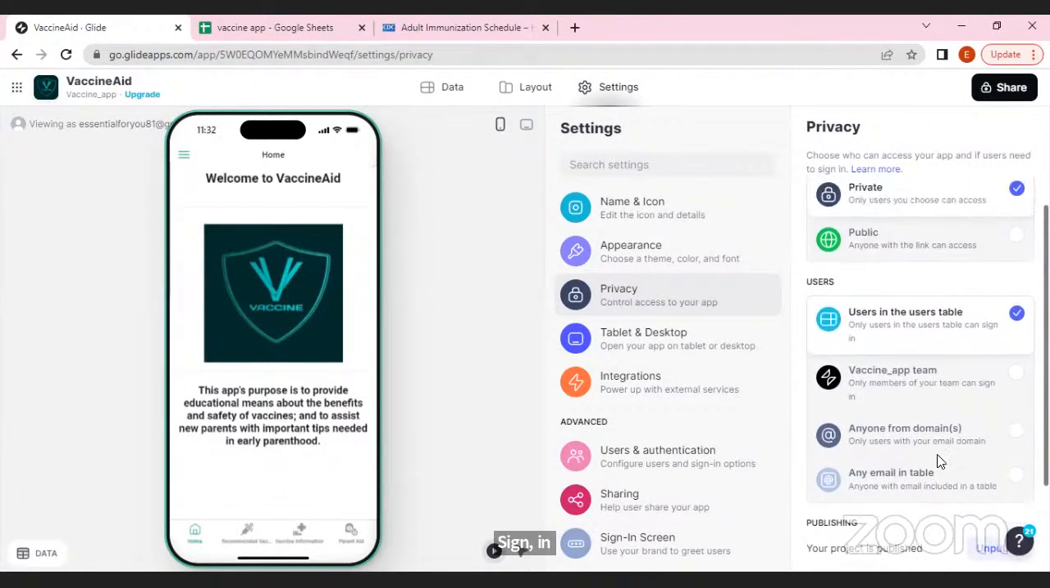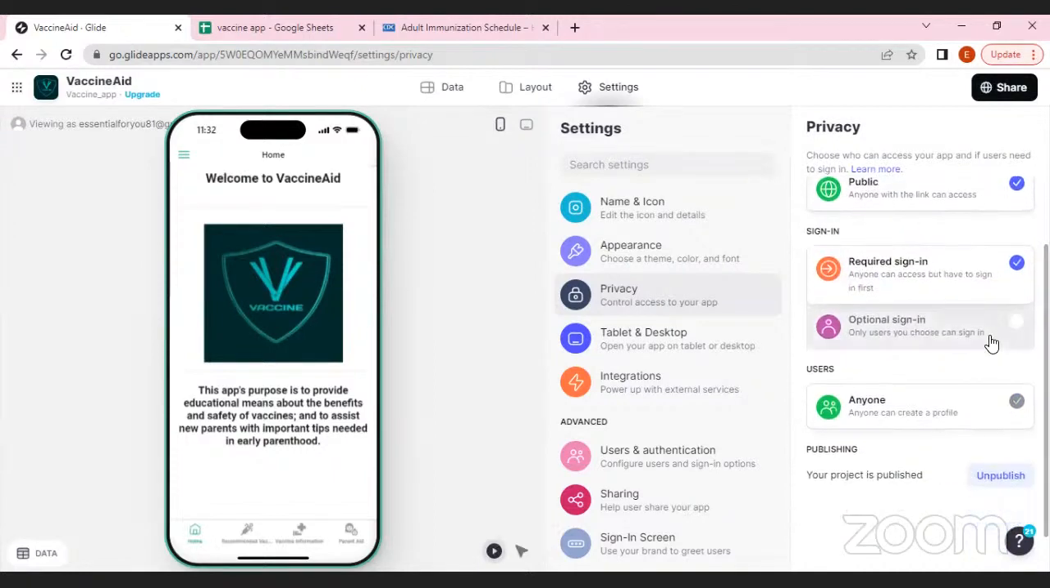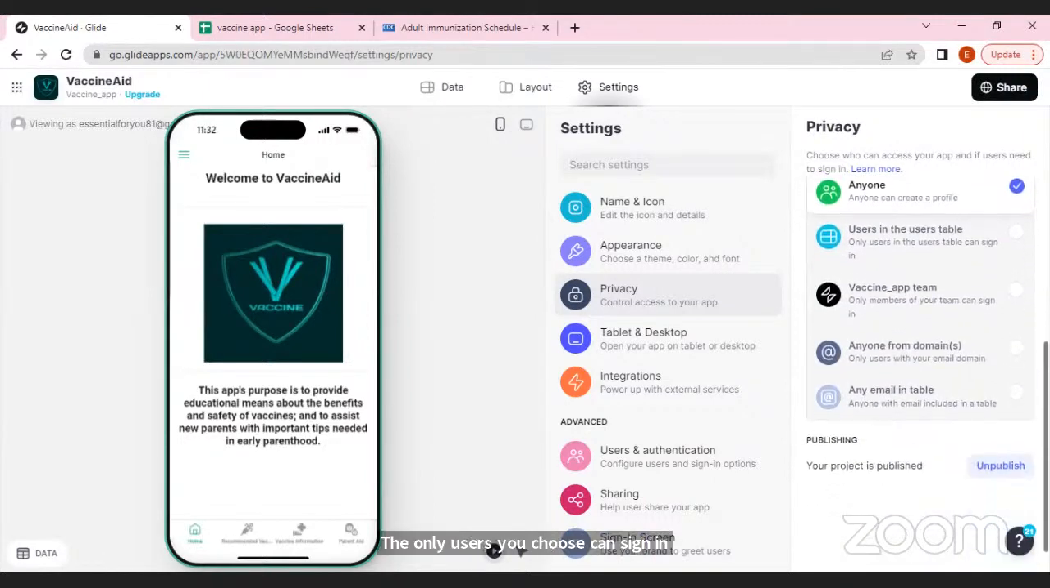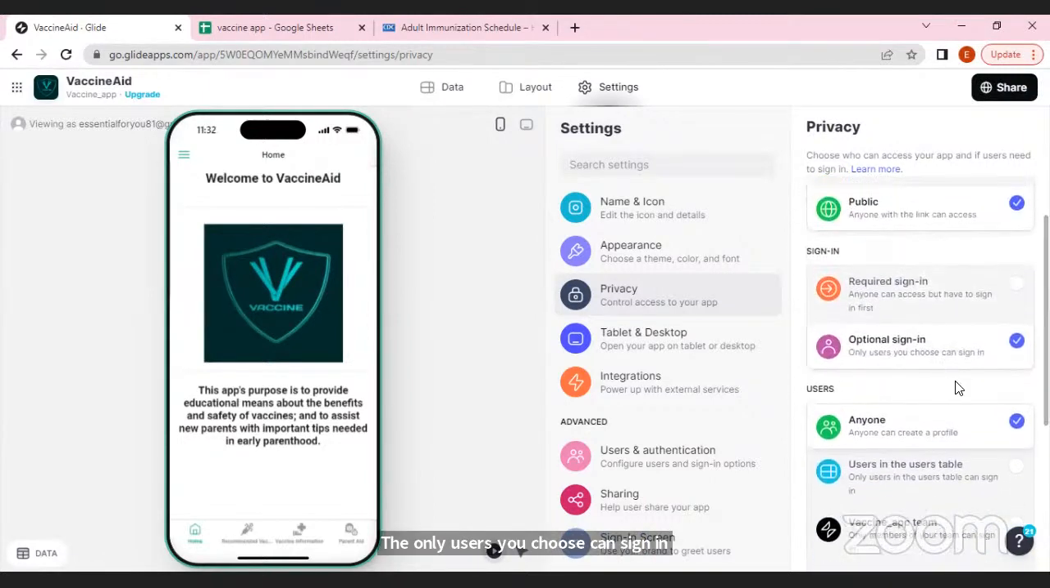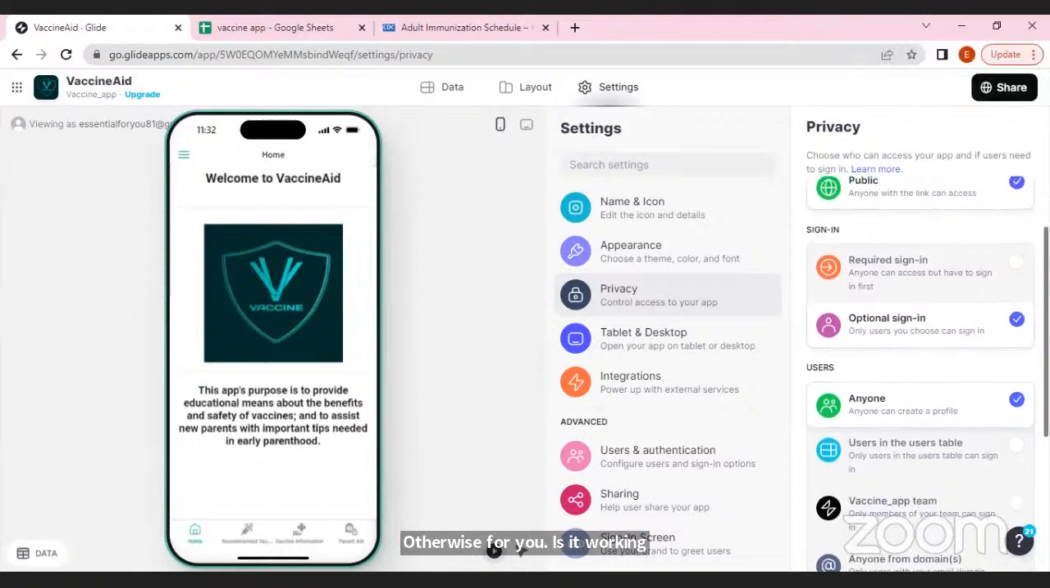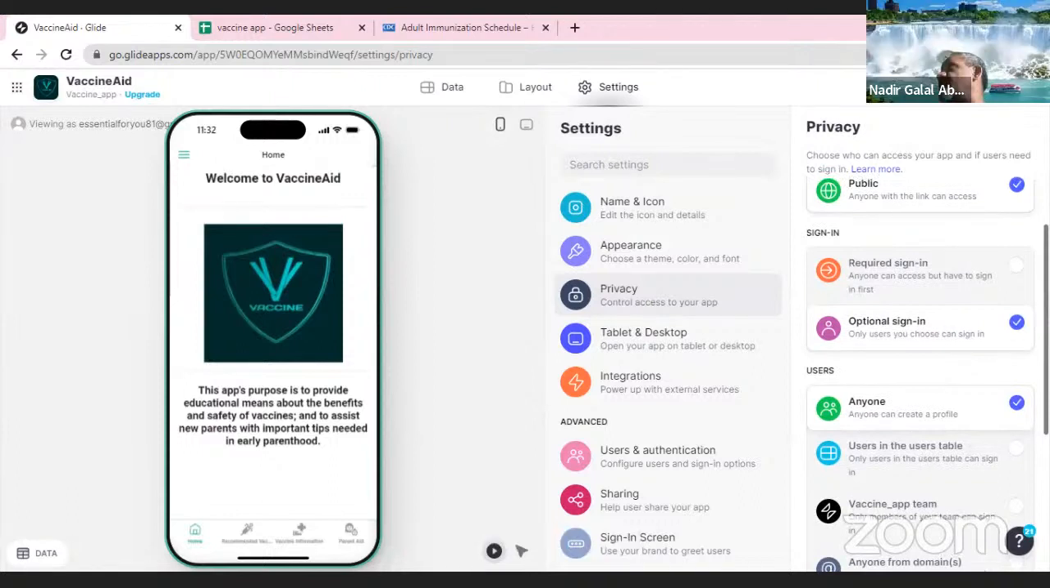Option sign in. For only users you choose can sign in. I'm not quite sure. Otherwise, for you, is it working? Yeah, for me it works. I think the ones that signed in before the issue, it worked, but the ones that are going to sign in, they can't sign in. Okay, just a second.